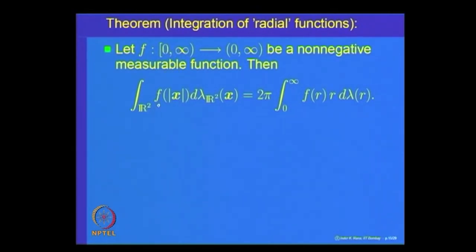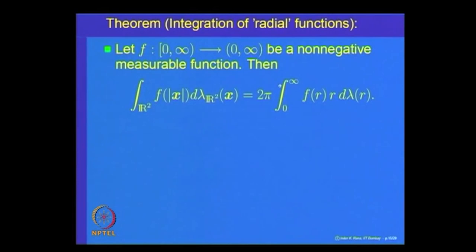Then the claim is that if I look at the double integral over R 2 of f of the absolute value of x, where x is a vector, so absolute value means the norm, the magnitude of the vector x. So, this is like a composite function. The vector x goes to its magnitude, a non-negative real number, and f is evaluated at that. So, the double integral over R 2 is given by 2 pi times the integral of f of r r dr. That is the claim, that this integral is equal to this integral.